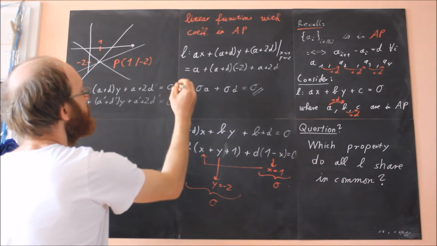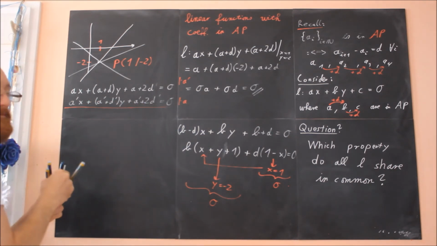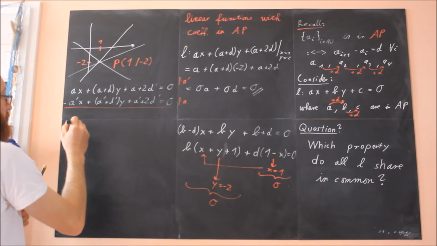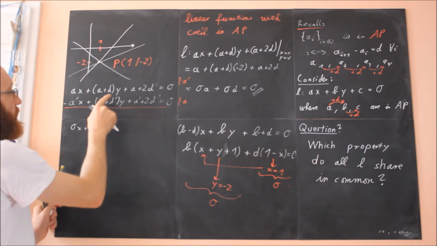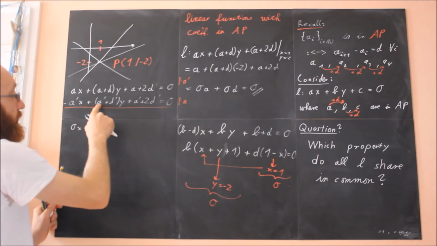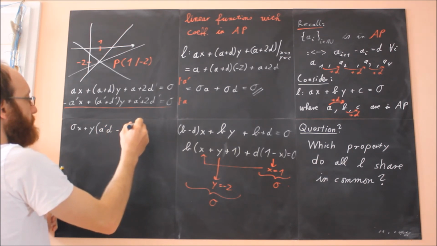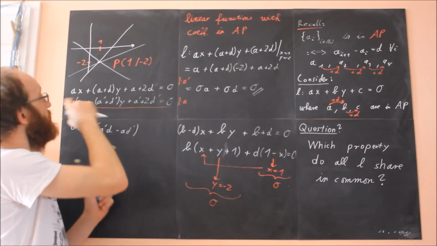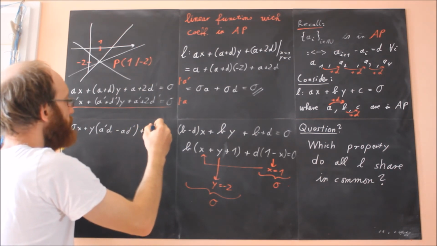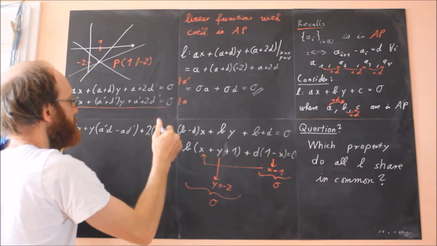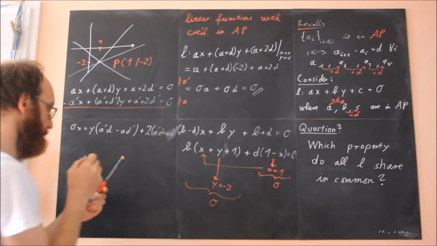We multiply the first equation with a' and the second with a, and then we subtract them, so we get 0x. Here we have y times (a'a minus a'a), no wait, the a'a terms cancel out, and so we are left with (a'd minus ad')y. And here, like the same, a times a' and minus a'a cancel out, and here we are left with 2a'd minus 2ad', equals 0.